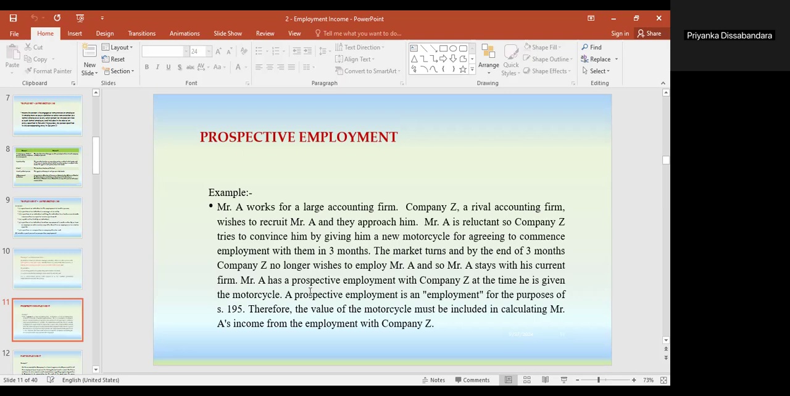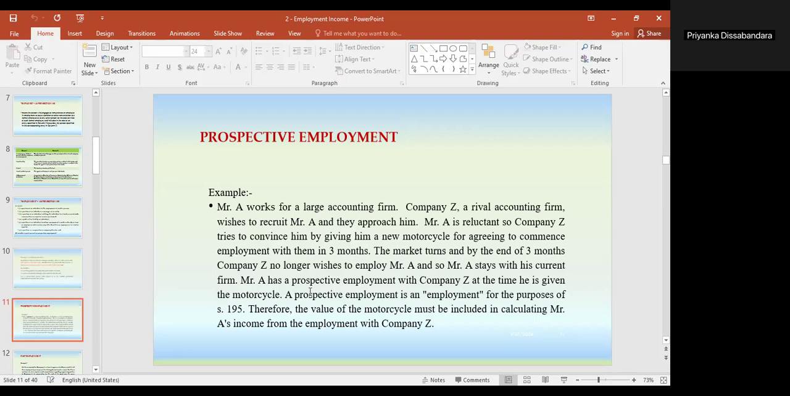That means he should include it under his employment income. So he has employment income from his company A as well as employment income from company Z.